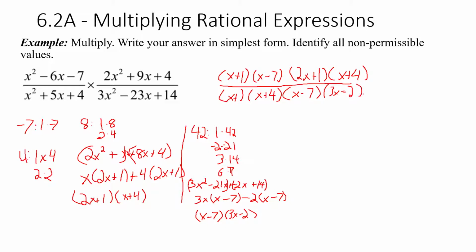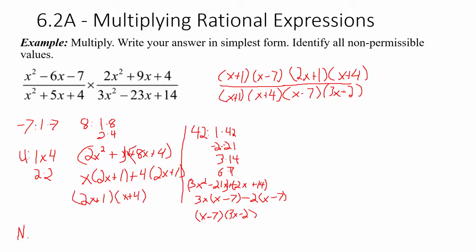So we've got all of our terms now. We do need to identify our non-permissible values at this point. In this form, it's hard to see what the non-permissible values are. In this form, it's a lot easier. Oops, this was supposed to be a 1. Missed that. There's going to be 4 non-permissible values, so we'll need to work all those out.